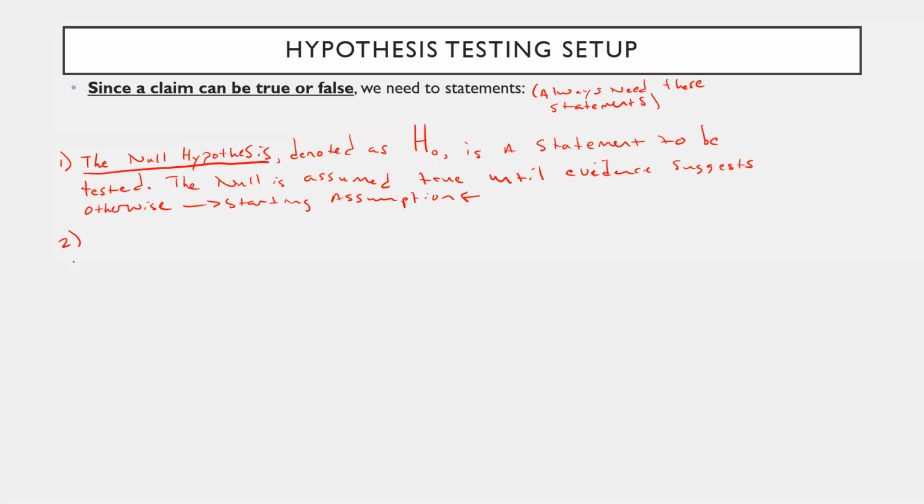The second statement we always need to set up is called the alternative hypothesis. This is denoted as H with a subscripted 1. Some textbooks show it as H with a subscripted A for alternative, but I'm always going to show it as H1. So the null will be H0, the alternative will be H1. This is also a statement to be tested.